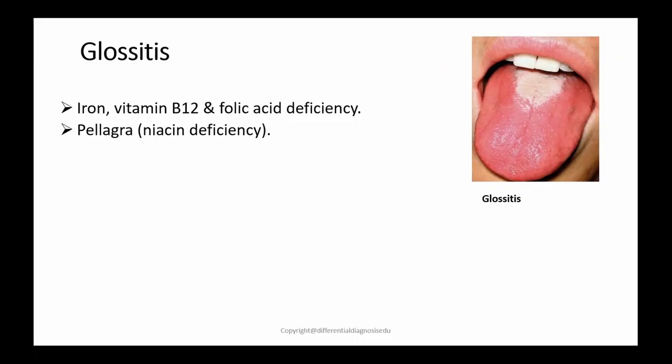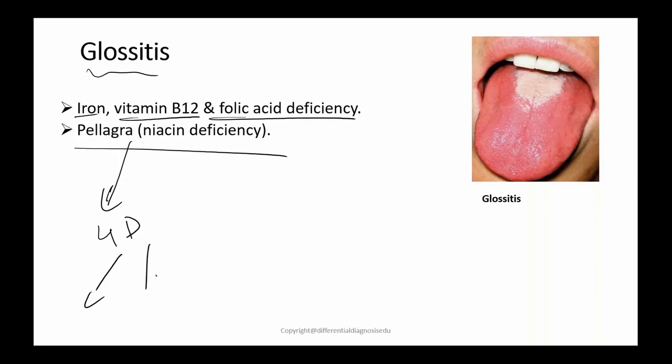Next is glossitis. What is the cause of glossitis? Iron and vitamin B12 and folate deficiency. Pellagra can also cause glossitis. Pellagra is a combination of 4 Ds: diarrhea, dermatitis, dementia, death.